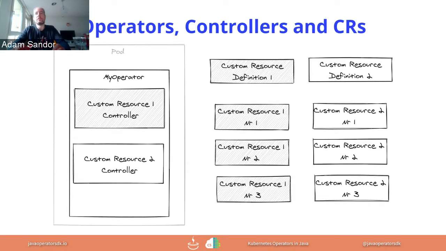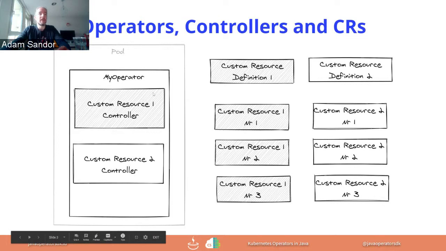So, first of all, some terms and how they relate. The operator that we talk about is basically a process. It's a pod running on Kubernetes, and it can have multiple controllers inside it. So one operator can have multiple controllers. However, each of these controllers would be controlling a completely different type of custom resource. And for this reason, many operators just have one controller because they're made to control one resource.